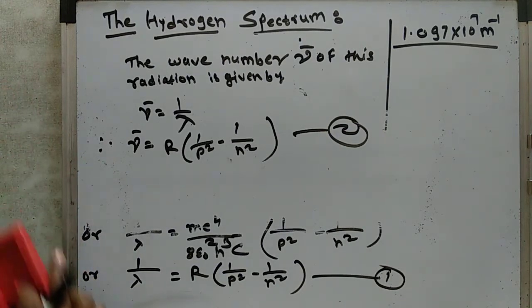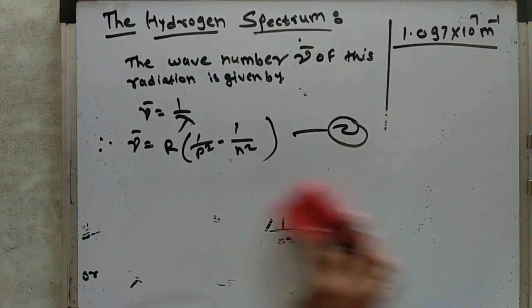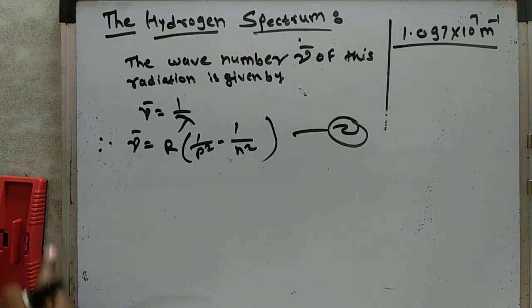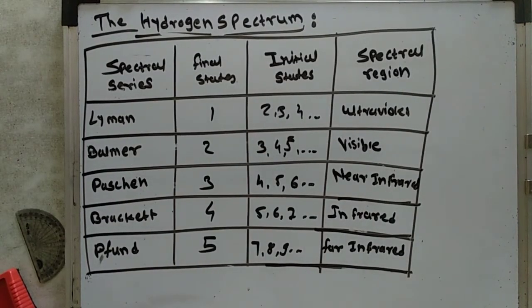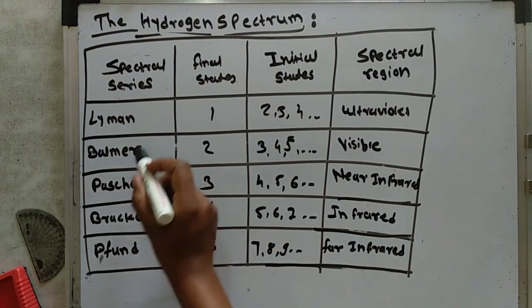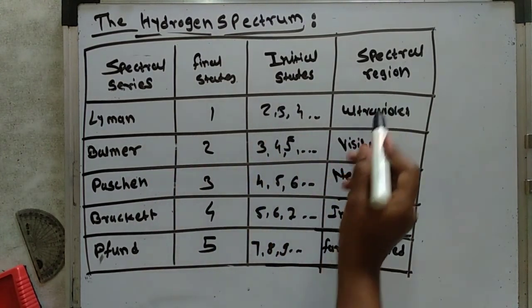A series of spectral lines arise on account of transitions of electrons from higher state to lower state. These spectral lines are listed in this table. Spectral series, final state, initial state, spectral region.